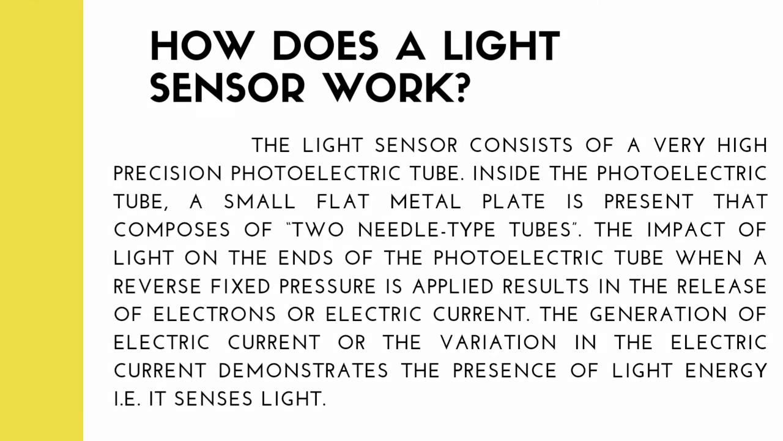How does the light sensor work? The light sensor consists of a very high precision photoelectric tube. Inside the photoelectric tube, a small flat plate is present that is composed of two needle type tubes. The impact of light on the ends of the photoelectric tube, when a reverse fixed pressure is applied, results in the release of electrons or electric current. The generation of electric current, or the variation in the electric current, demonstrates the presence of light energy. It senses light.